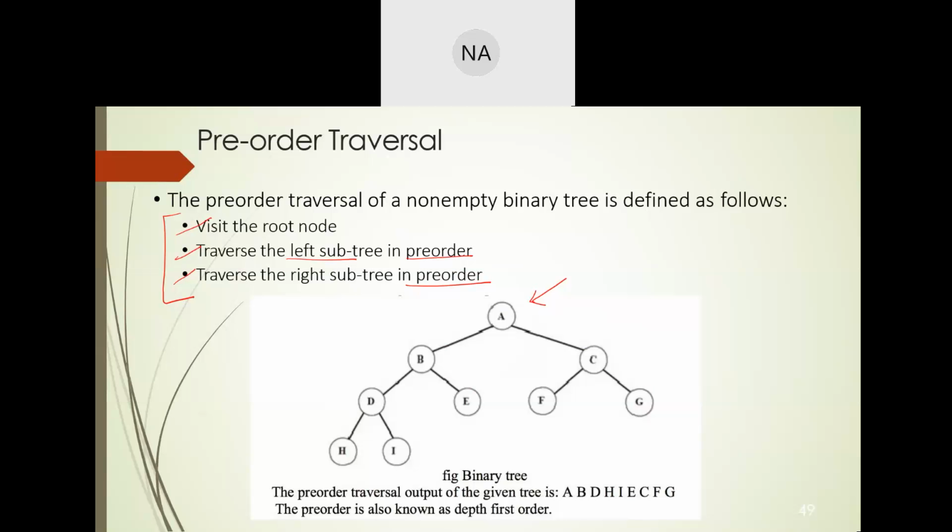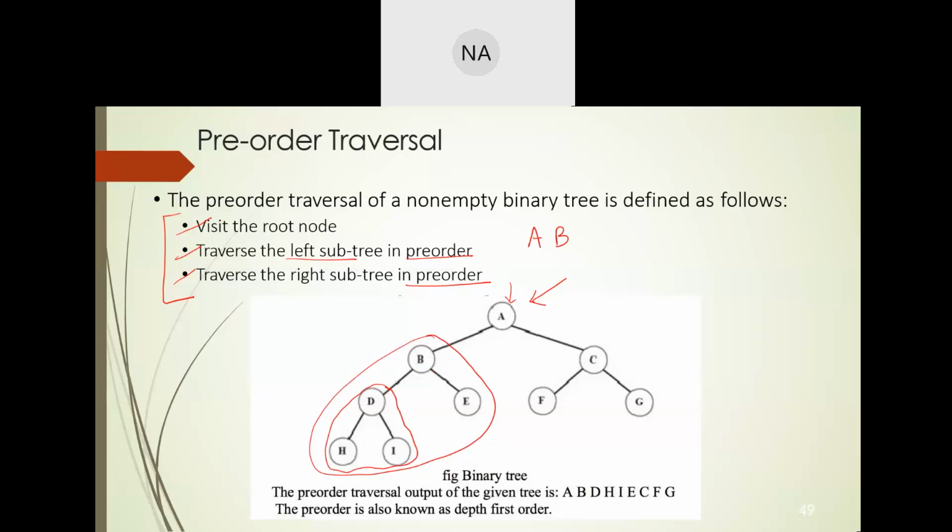First, the root node is traversed. Here the root node is A, so you write A. Then you traverse the left subtree in pre-order. In pre-order you traverse the root node first. The root node here is B, so you just print B. Then traverse the left subtree of B. In pre-order, after traversing the root node, you traverse the left subtree.